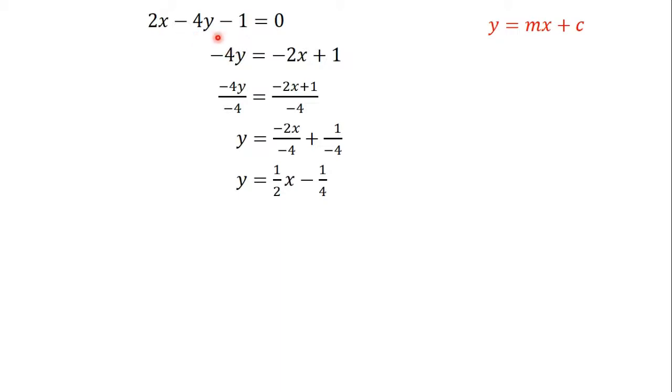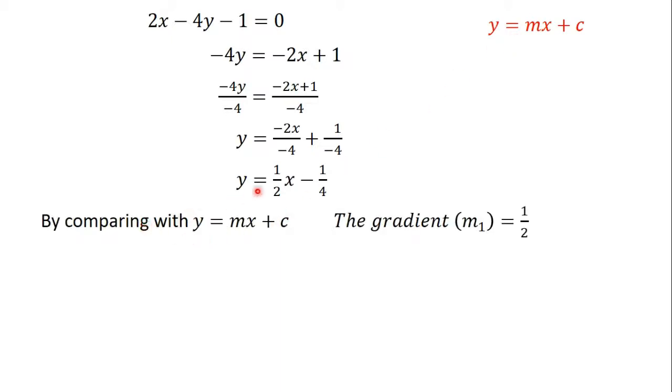We have now expressed this equation in the same form as the general equation of a straight line, so we can compare them. By comparing y is equal to 1 divided by 2x minus 1 divided by 4 with y is equal to mx plus c, we can see that m, which is the gradient of the line, is equal to 1 divided by 2. Remember, we said that the gradient of the line 2x minus 4y minus 1 is equal to 0 is represented by m1. So m1 is equal to 1 divided by 2.